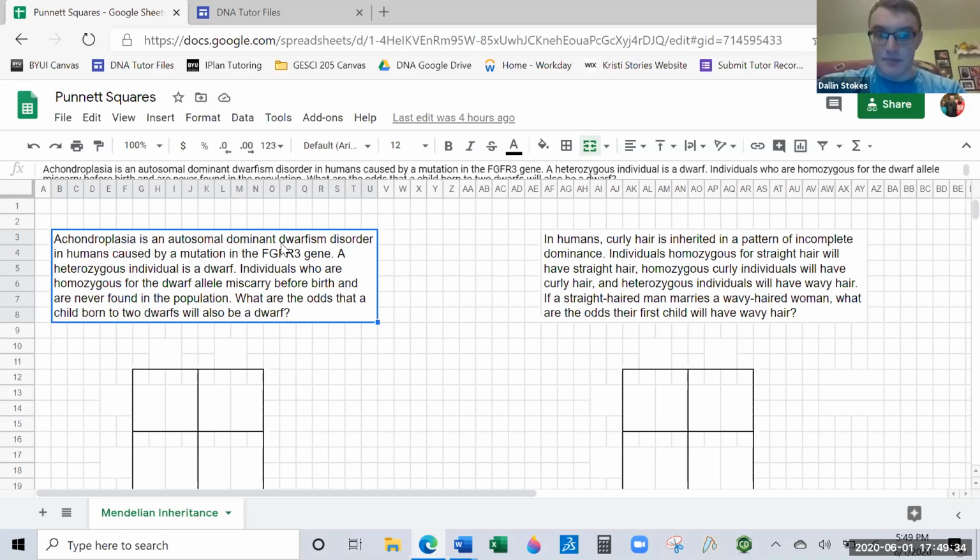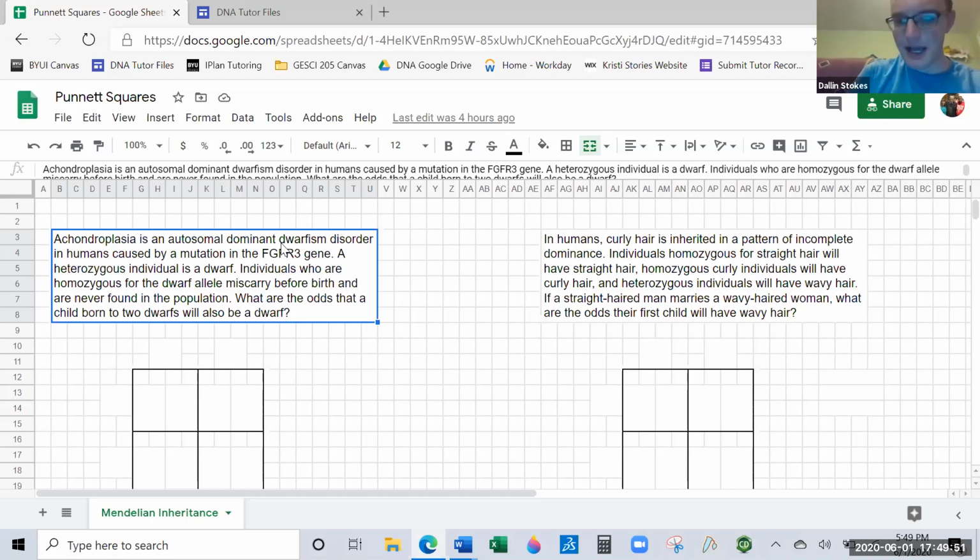the FGFR gene makes the FGFR3 protein, which is very essential. We'll learn about it in week 9. It's very essential for making the body function right. So if you have 2 broken copies of it, you can't survive. That's the theory behind it.